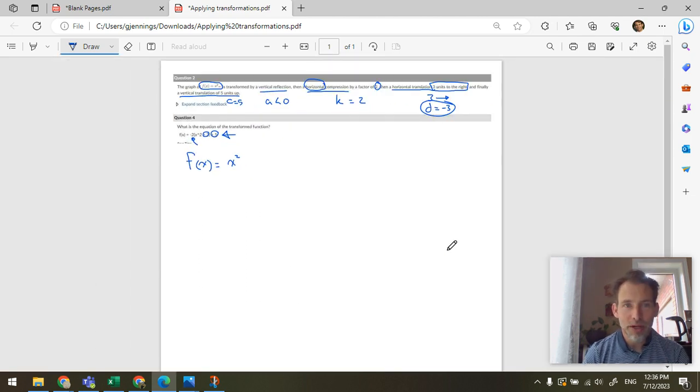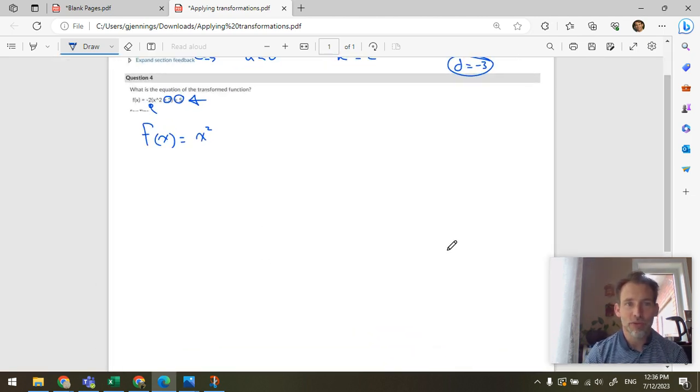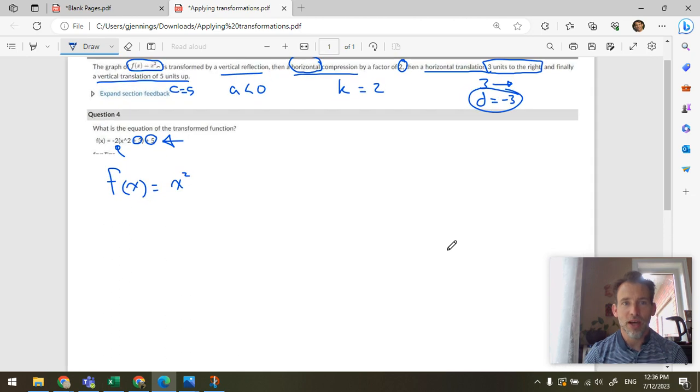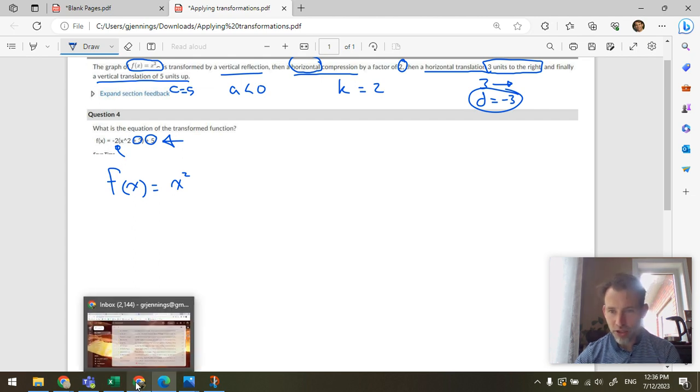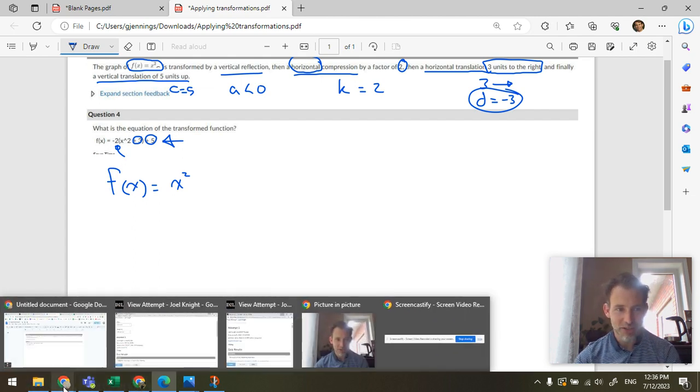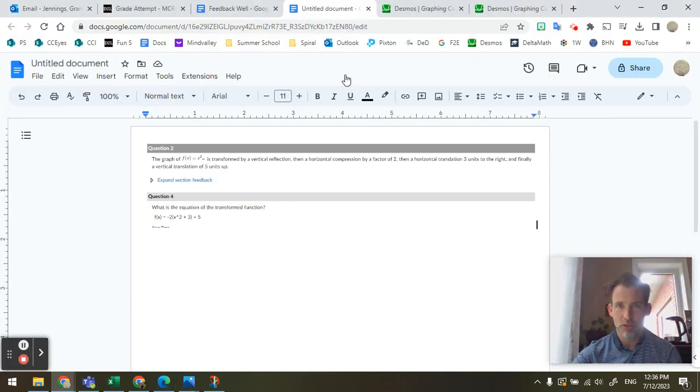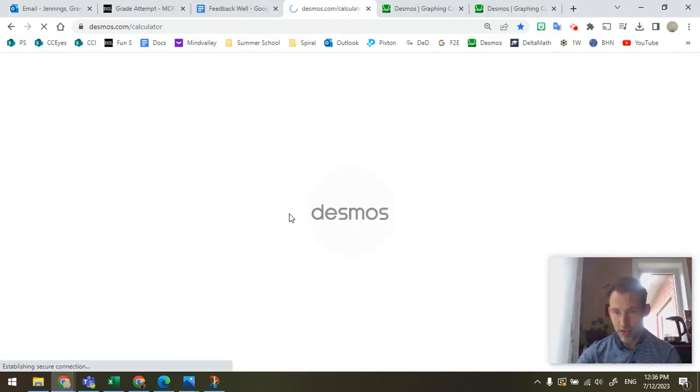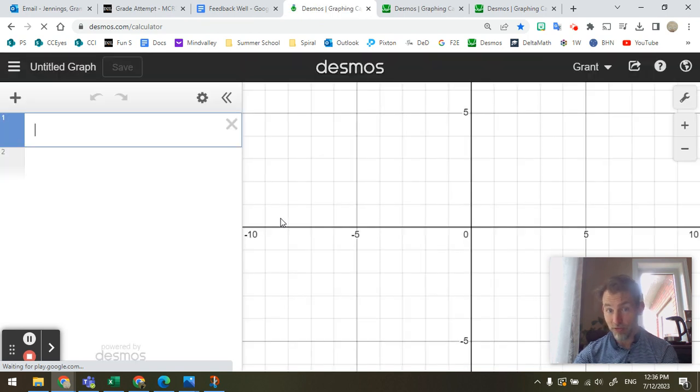One little tip here is that f of x is equal to x squared. If anyway, no, never mind. That tip doesn't apply. So here's how you check your answers. I'm not angry with anyone. I'm just saying, this is what you do. You check your answer now, and you write it into Desmos and see if it looks good.